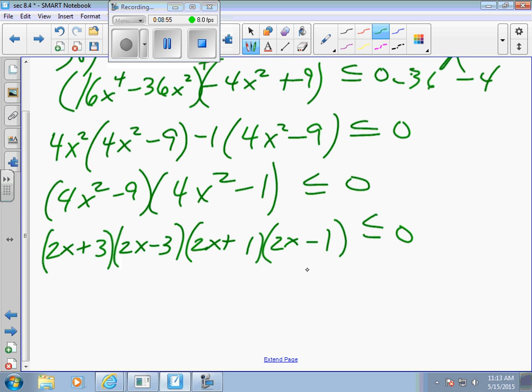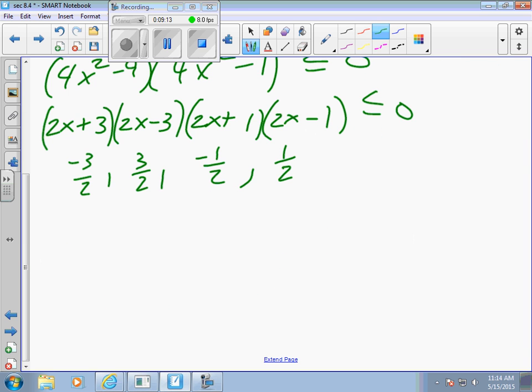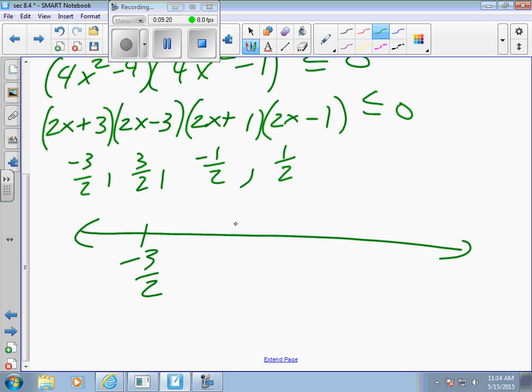So now when we go to find our actual zeros, opposite of this over this would give me negative 3 over 2. Opposite of negative 3 over 2. Opposite of 1 over 2. Opposite of negative 1 over 2. So if we put all these numbers on a number line in the order that you would find them on a number line, oops, that one's a plus.